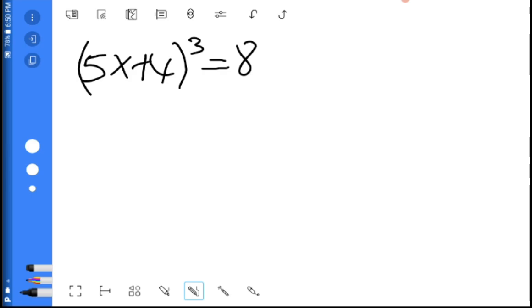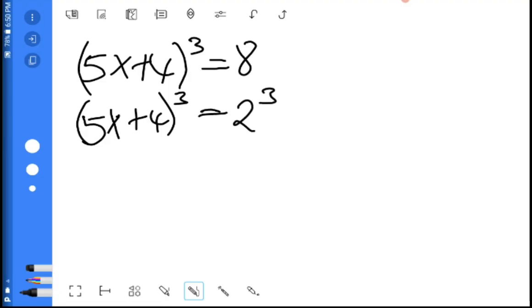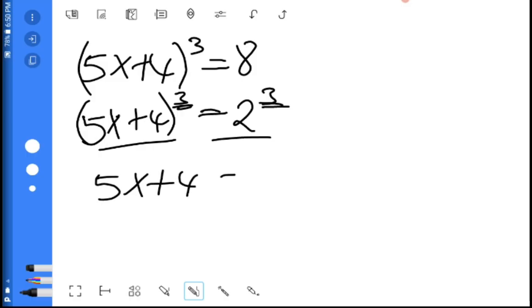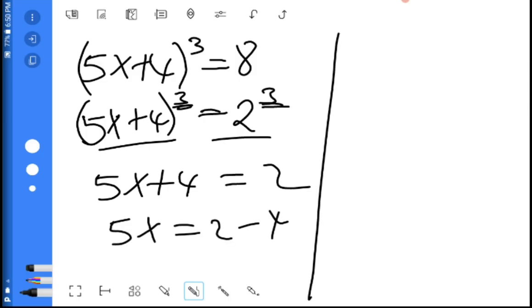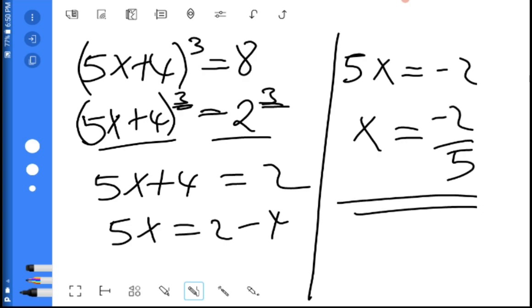We are actually going to express this 5x plus 4 to the power of 3, we'll express it as 2 to the power 3. Now that the powers are equal, the bases are also going to be equal. That means 5x plus 4 is equal to 2. So 5x is 2 minus 4. With this, we are saying that 5x is negative 2 and x is negative 2 over 5. And work is done.